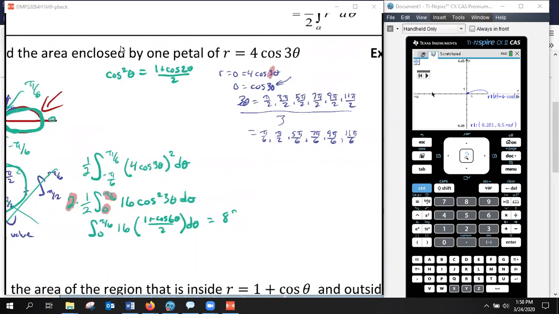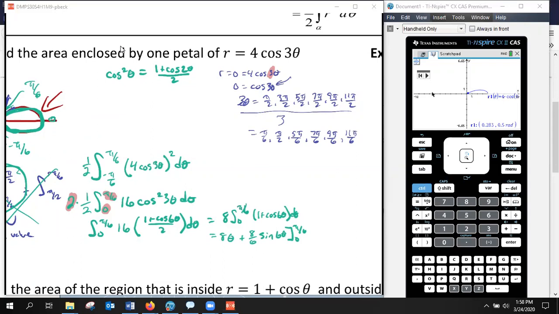Which gives us 8 times the integral from 0 to pi over 6 of 1 plus cosine of 6 theta d theta. If we integrate that, we get 8 theta, and the integral of cosine is sine, so plus, and don't forget to divide by that 6, 8/6 sine of 6 theta from 0 to pi over 6. And going back to Jacob's suggestion earlier of going from 0 to pi over 6, I think that is definitely a much better improvement than having to plug in negative pi over 6 to pi over 6.